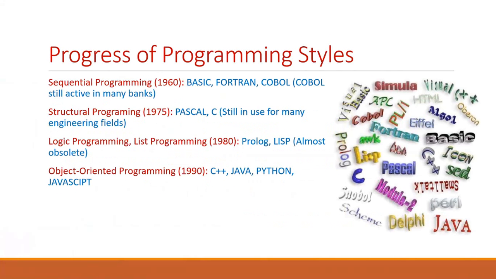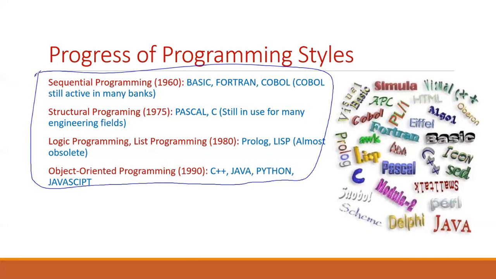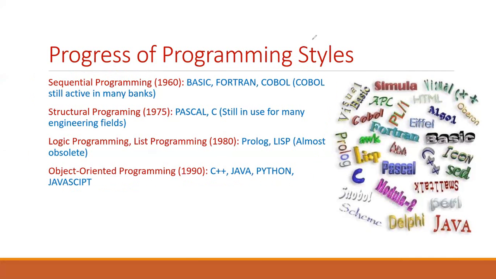First, let's talk about the different programming styles. We have sequential programming, structured programming, logic programming, list programming, and object-oriented programming. And in fact, Python will support all of it. Python can support all these. So Python is a very complete language, but we started from the 1960s sequential program.